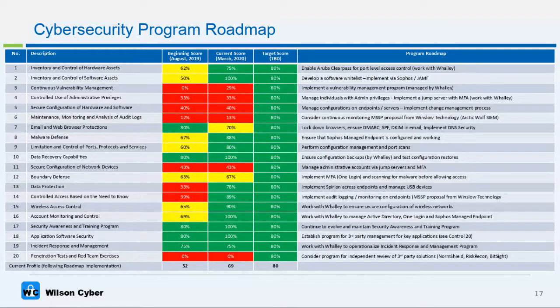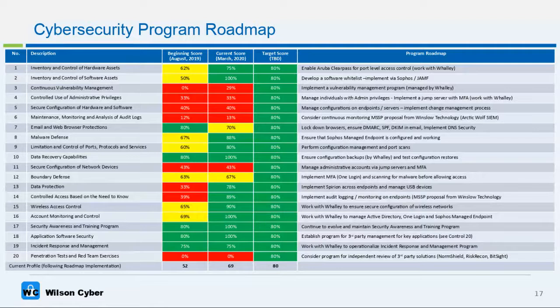Control number 5, they're currently at a 40. They need to get to an 80. Manage configuration on endpoints and servers, which is a change management process. And control number 6, maintenance, monitoring, analysis of audit logs. They're very low here. They're at a 13. They need to get to an 80. Consider continuous monitoring MSSP proposals from a couple of different vendors, but they're focused right now on Winslow Technology with an Arctic Wolf SIEM.